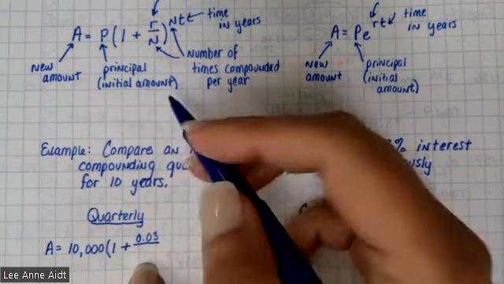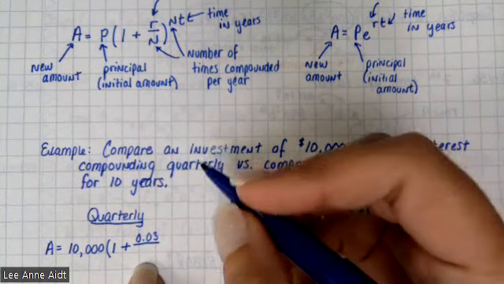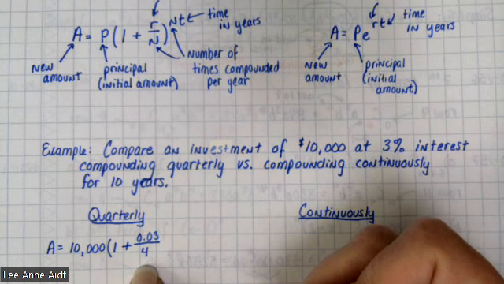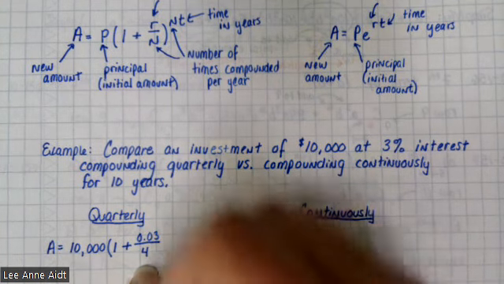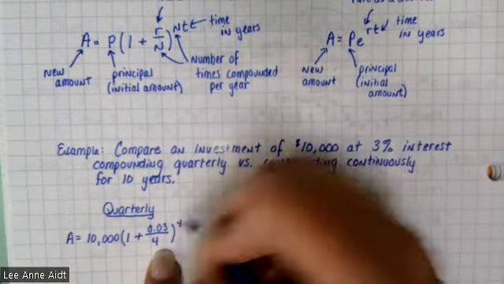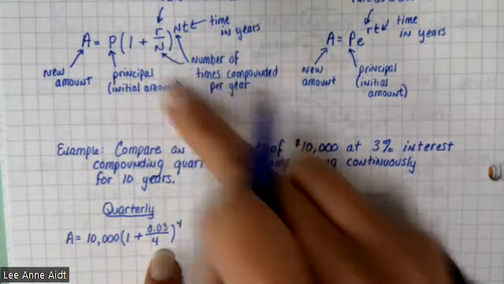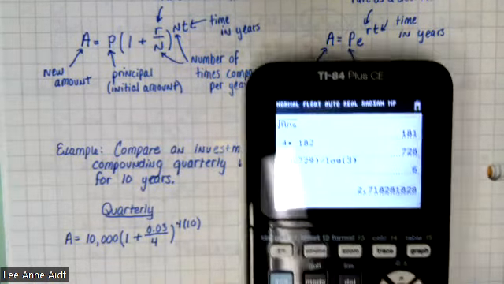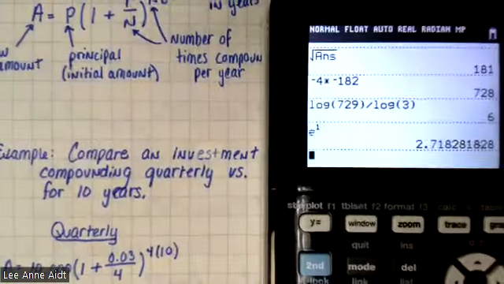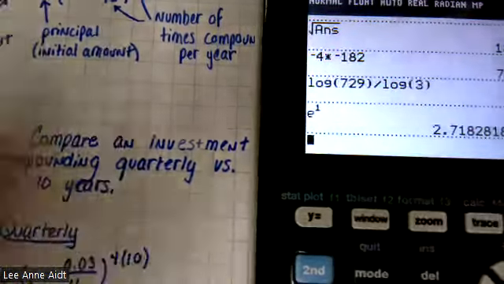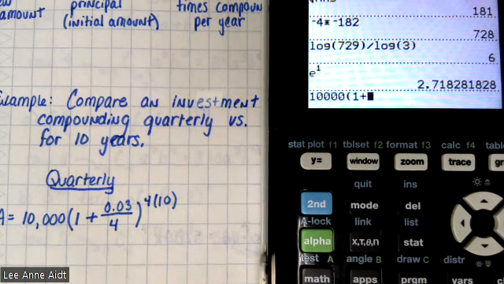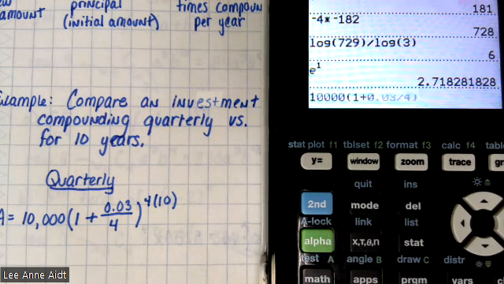So how many times per year is it going to be compounded if it's quarterly? 4 quarters. Quarters are 4. Okay, and then that 4 is the same as the N here. So these are both the same. And then it says for 10 years. Okay, so all that's left to do is calculator. $10,000 times 1 plus 0.03 over 4 to the 4 times 10.